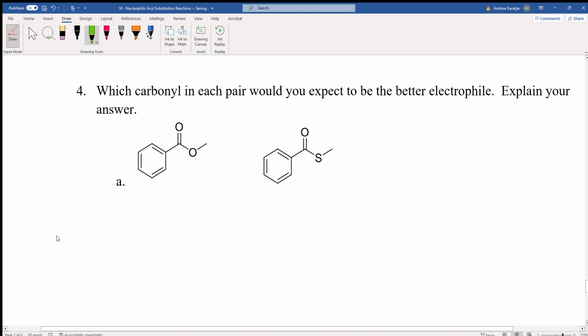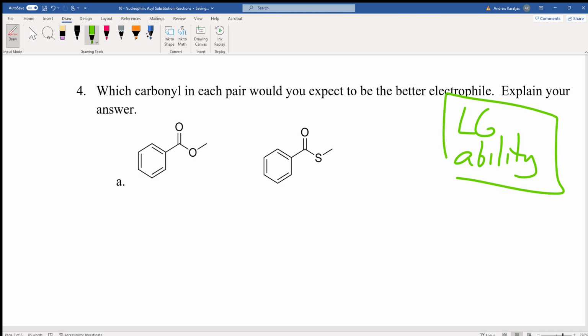And then in question 4, we have some pairs of carbonyls, and we're trying to determine which one is the better electrophile. Part A, we have an ester versus a thioester. And in most cases, the better electrophile is determined on the ability of the leaving group. And here, the sulfur group actually makes for a better leaving group than the methoxy group. And because of that, this is the more reactive carbonyl.